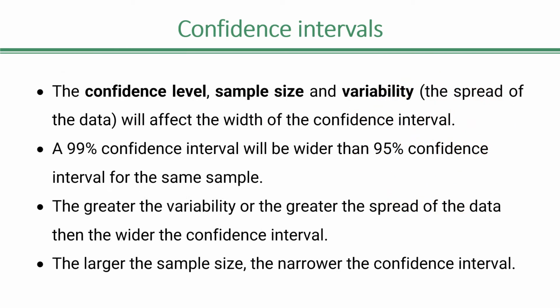The confidence level, sample size, and variability, or the spread of the data, will affect the width of the confidence interval. A 99% confidence interval will be wider than a 95% confidence interval for the same sample. The greater the variability or the greater the spread of the data, then the wider the confidence interval, while the larger the sample size, the narrower the confidence interval.